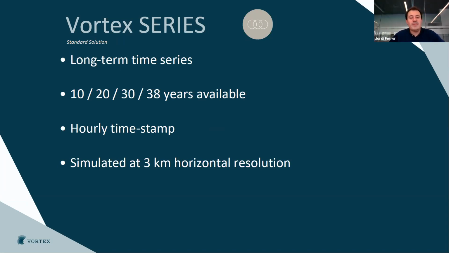We don't have a bigger resolution for time series because, in order to cross-check the Vortex series, the main metric is the correlation, and a 3-kilometer resolution is enough to achieve the highest correlation in general.